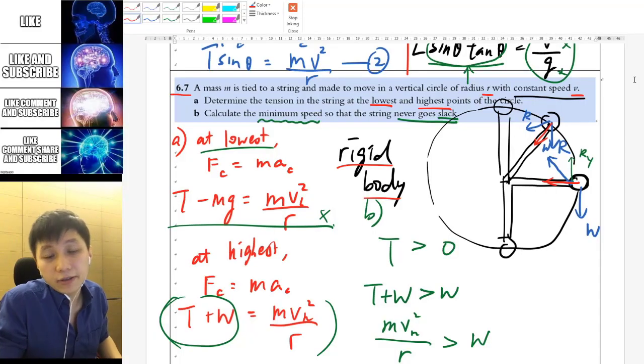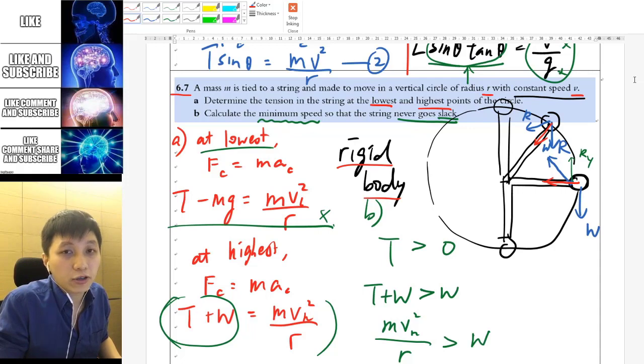So here you have it. Now you understand more about vertical circular motion.